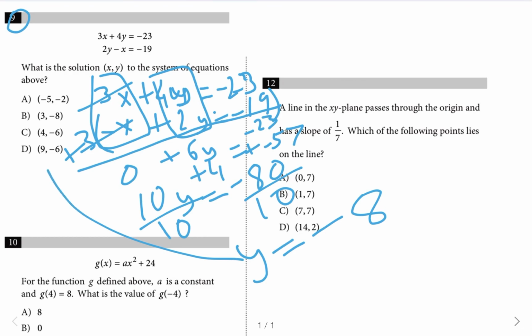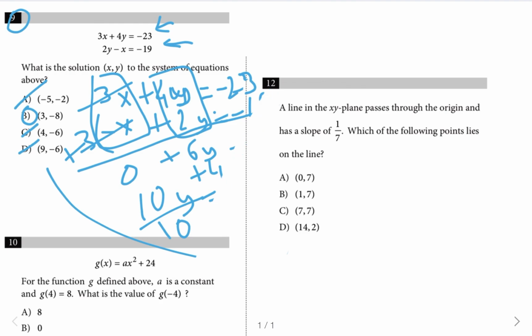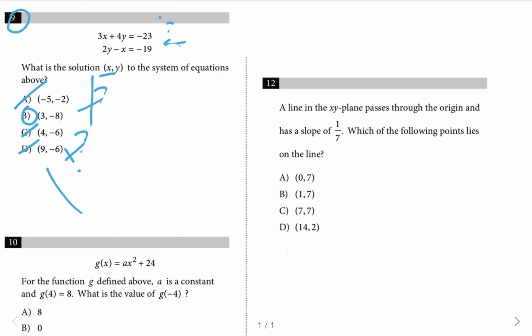Now we look up in the answers and we look at any answer with negative 8 in the y value. So we know it's not D, C, or A. That's why the answer is B. Sometimes both of the answers might have negative 8. And in that case, you would plug it back into this equation right here, or this equation right here, and you would see which one the x value would come out to be. And then you would find your x value, and that would be your answer. Let me just erase this right here.